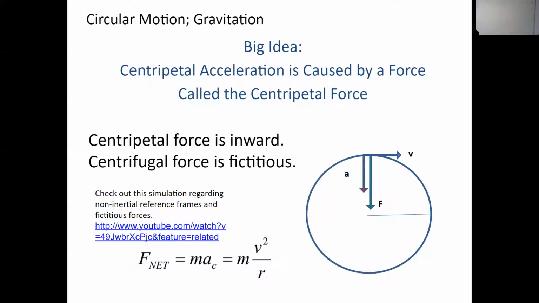Well, if there's an acceleration, there's got to be a force. So the centripetal force, the inward pulling force, has always got to be there. And so that's what centripetal means. It means center seeking. Centrifugal is like center fleeing, but that's actually a fictitious force. It's sort of a reaction to being pulled inward. It's that you feel like you're going to be thrown outward.